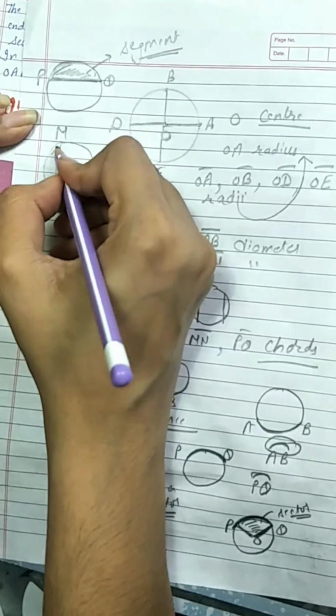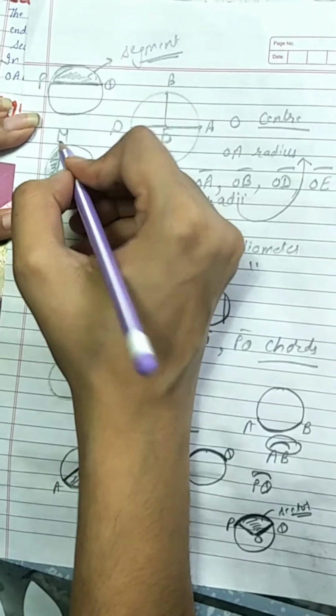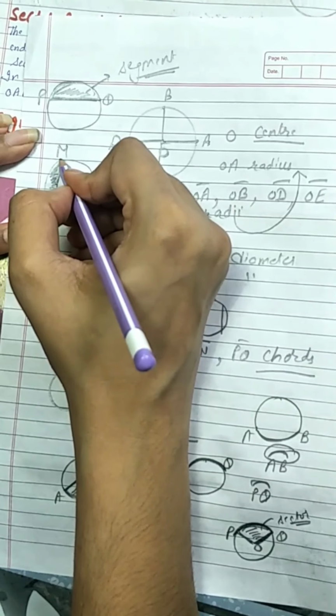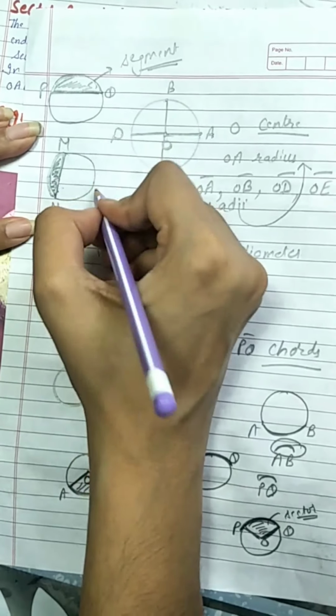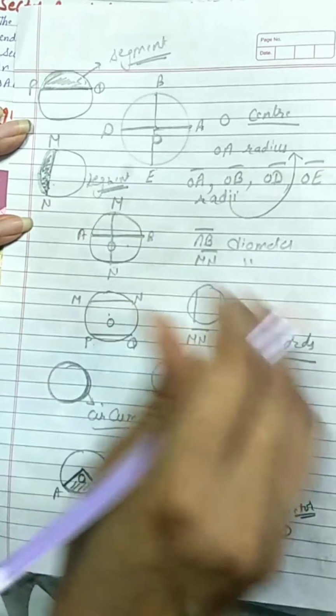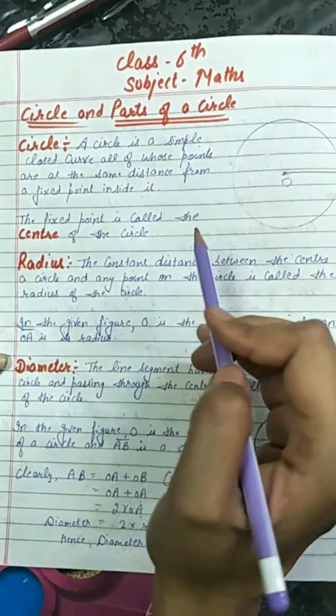Now see one more example. MN. So this MN is called the segment. Why? The region between this chord and an arc, this one arc, forms a segment. I hope circle and parts of a circle is clear to all.